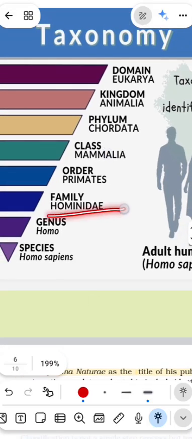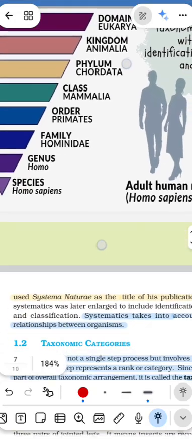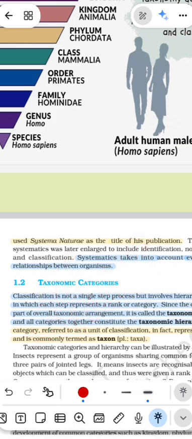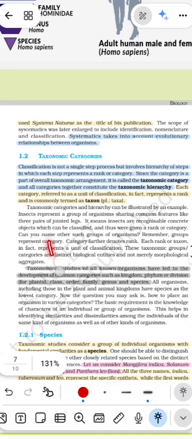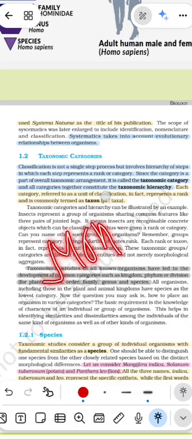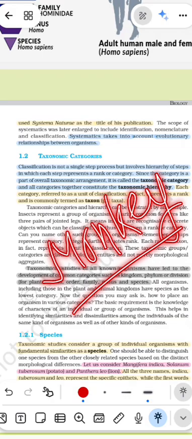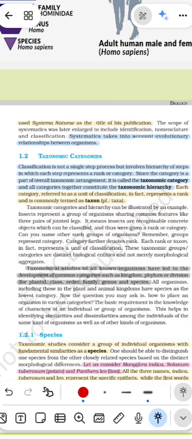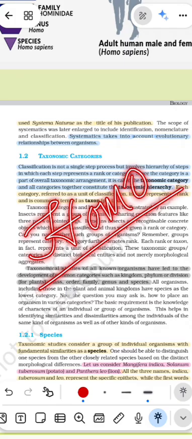But when we go to family, we belong to the Hominidae family. There must be another genus Homo. If you know about that, in Homo there is our ancestral to monkey, another example of genus Homo, but we are Homo sapiens. Some of our ancestors were Homo erectus. They also belong to genus Homo.